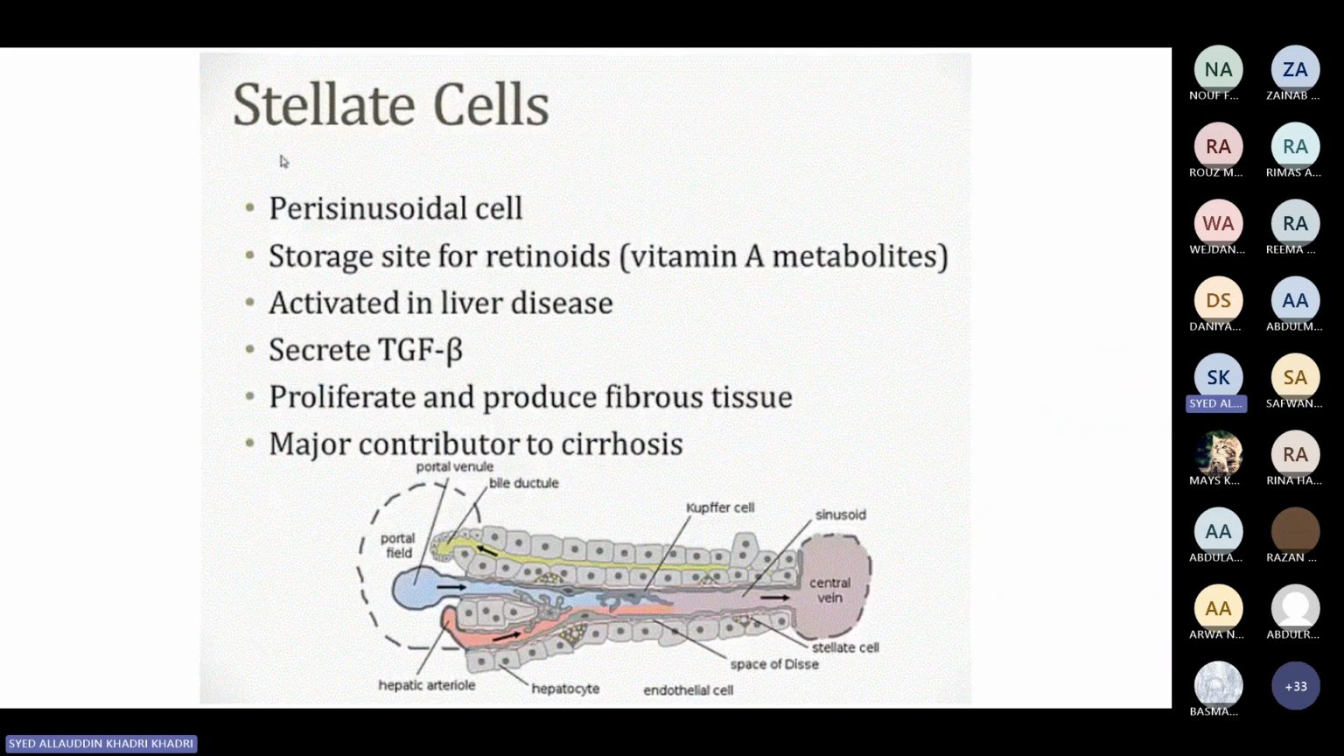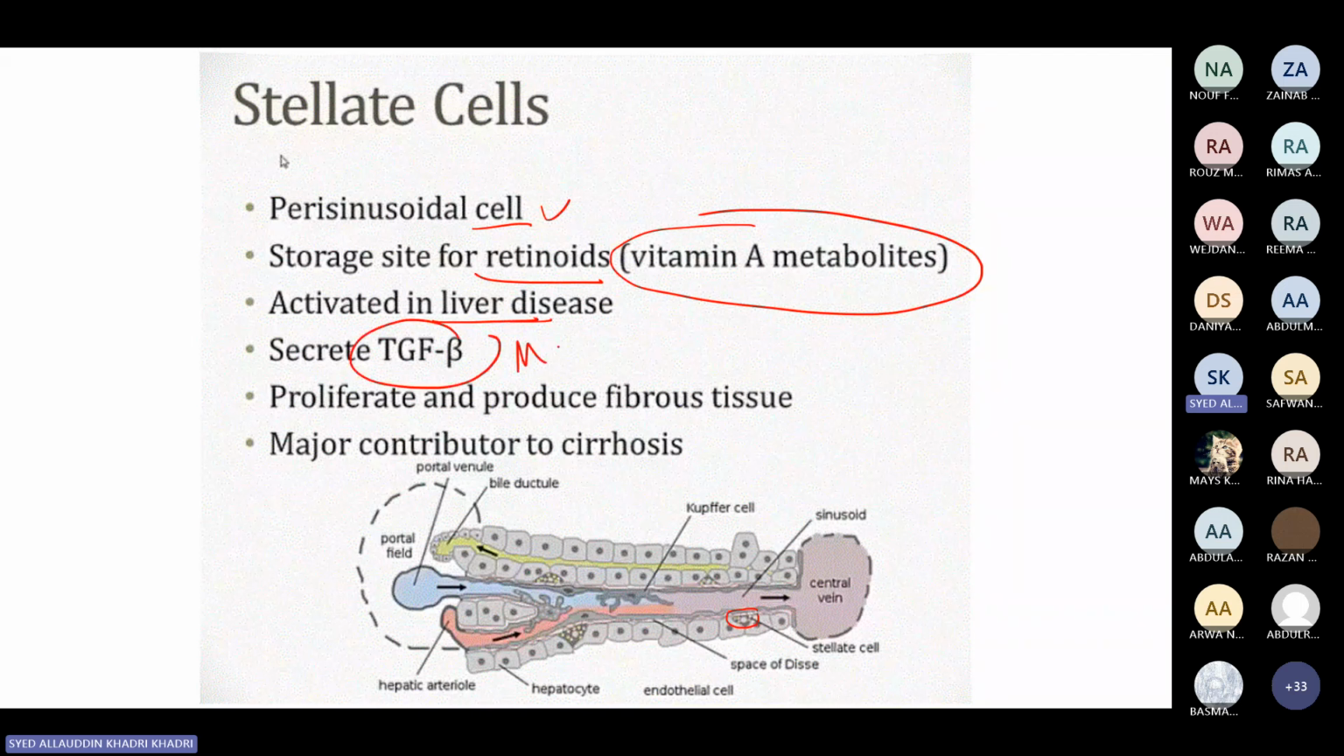So what do you mean by stellate cells? They'll be asking you in the theory as well as in the practical. You can see the stellate cells over here. Can you see this area? They are perisinusoidal cells. They are a storage site of retinoids, that is the vitamin A metabolites, very important MCQs. They become activated in liver disease. Now, this is again an MCQ, they are stimulated by TGF-beta.